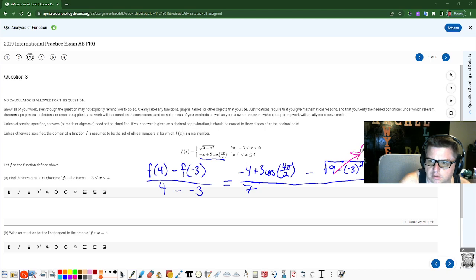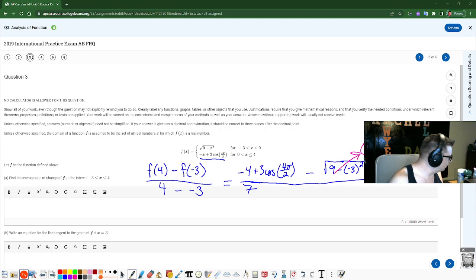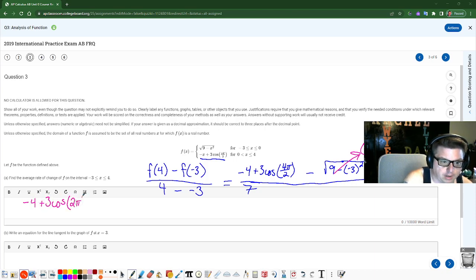This to me looks like a 0. 3 squared is 9. No matter if it's positive or negative, that doesn't matter because the squared sign will make it positive. 9 minus 9 is 0. So that eliminates at least part of it. So then we go to the bottom where I have -4 plus 3 cosine of 4 pi over 2. Interesting. So start to simplify that, and we are left with -4 plus 3 cosine of 2 pi.